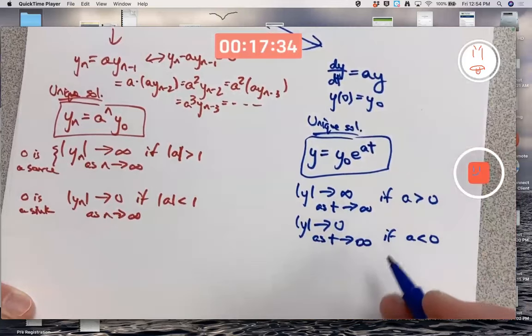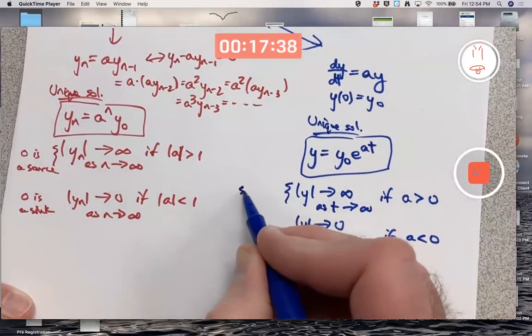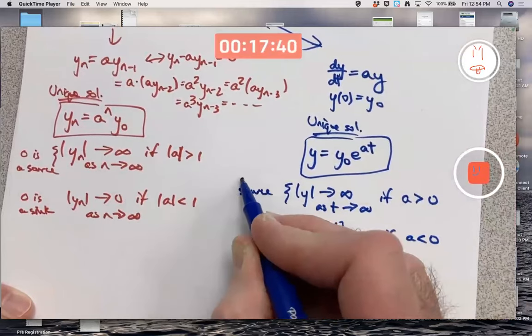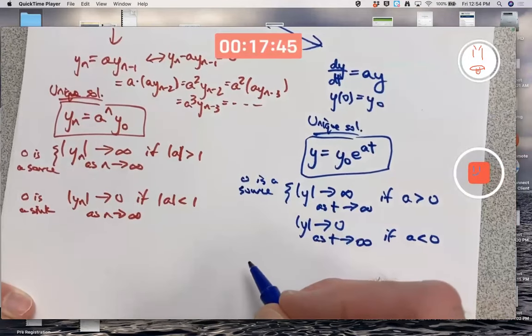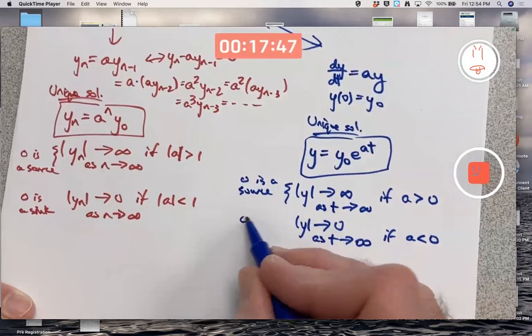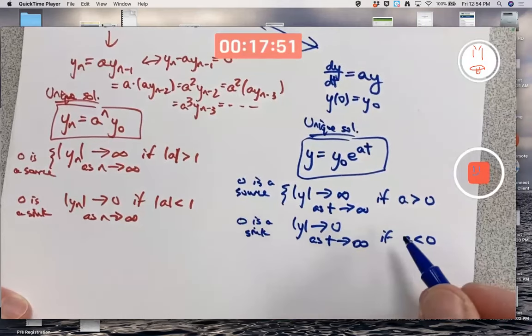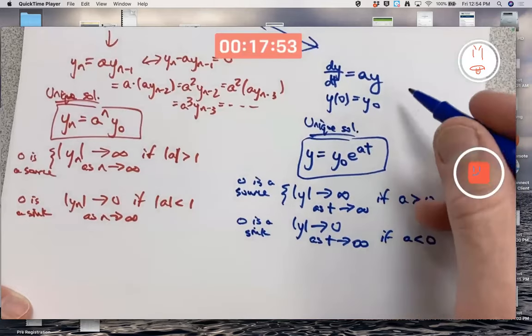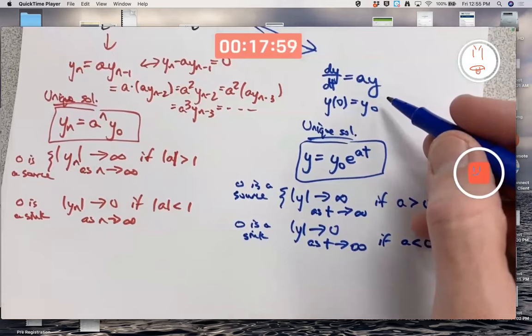So it's not the exact same kind of condition. Here the origin would be a source, excuse me, 0 is a source on a phase line that I'm not bothering to draw. And here 0 is a sink. What if a were 0? Then your differential equation would be dy/dt equals 0. All solutions are constant solutions. All solutions are equilibrium points. Your phase line would be infinitely many equilibrium points just staying there.